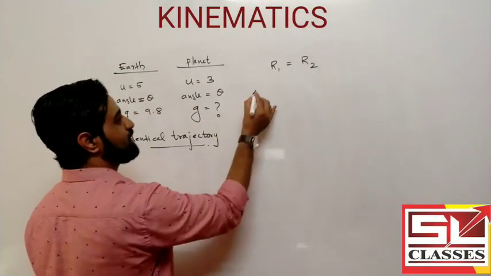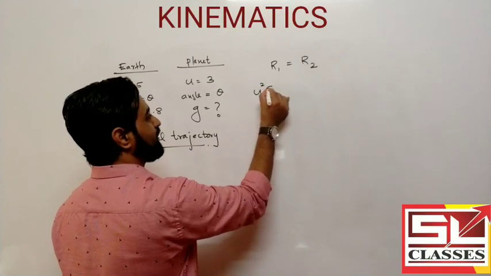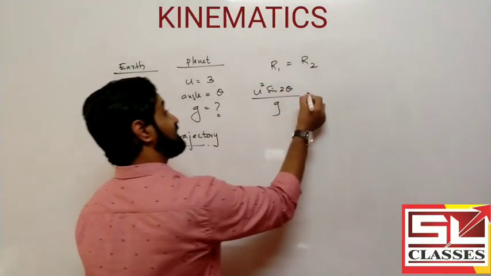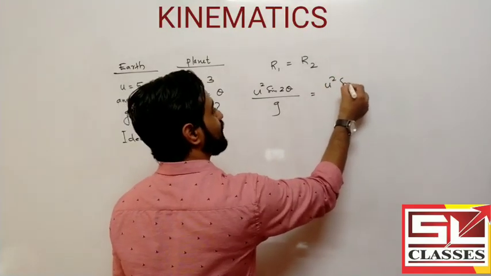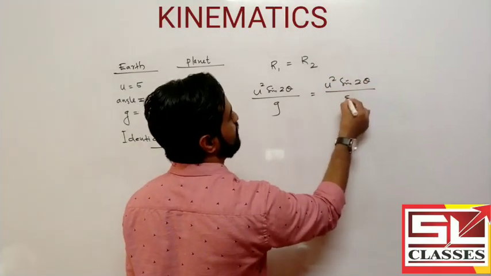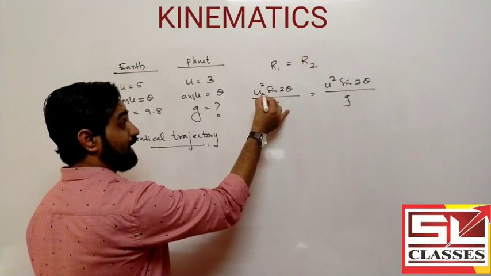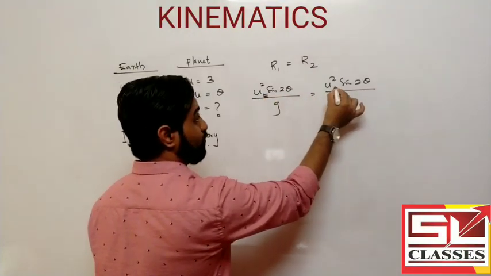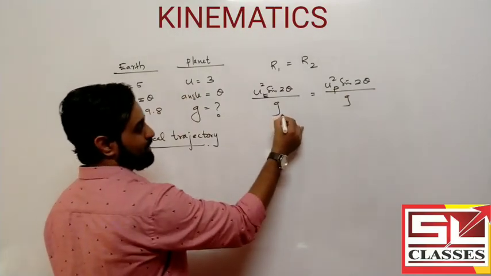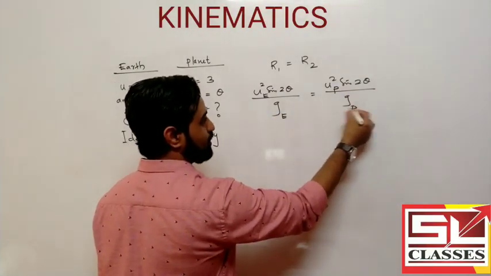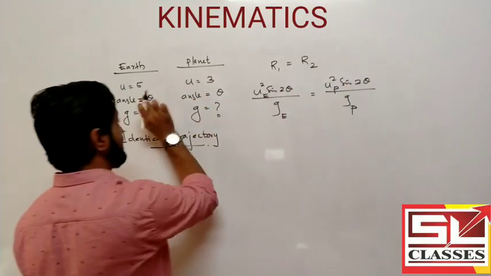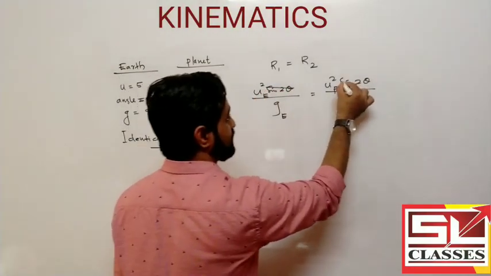What is the equation for range? We know that u square sine 2 theta by g. That is again equal to u square sine 2 theta by g. Here we have to write u of Earth, here u of planet. Here g of Earth, here g of planet, and sine 2 theta, theta are the same, so we can cancel this sine 2 theta.